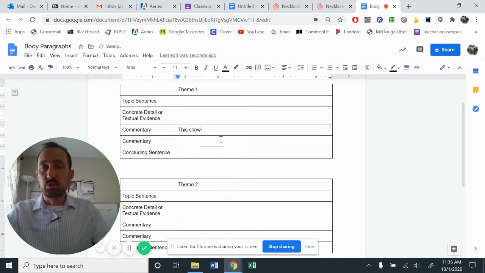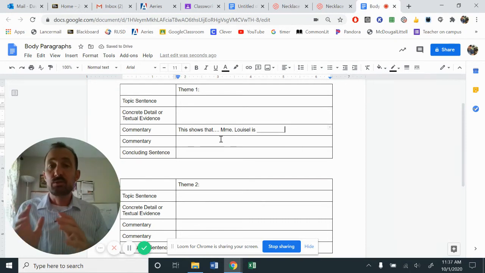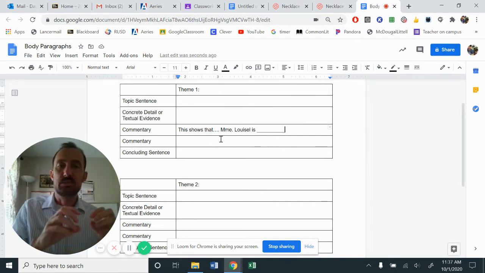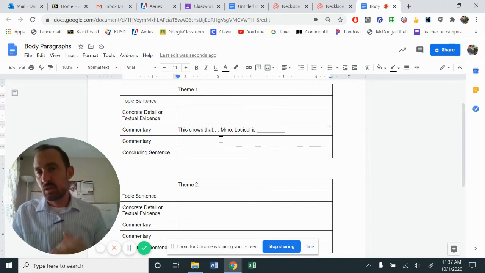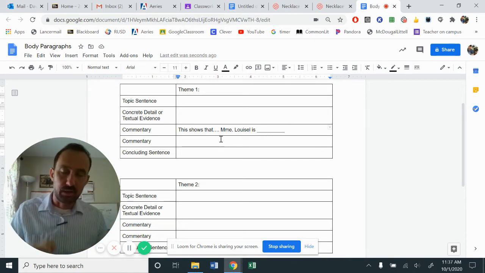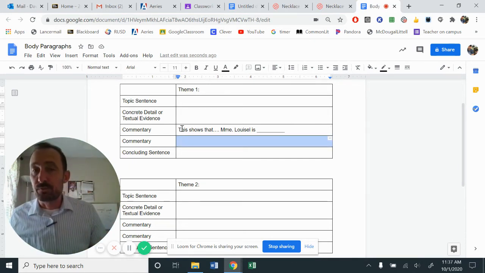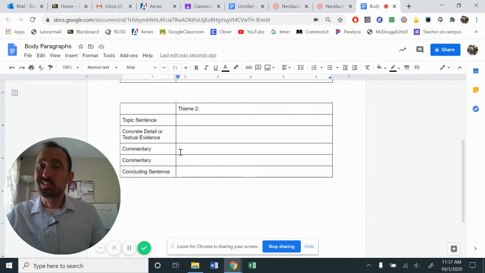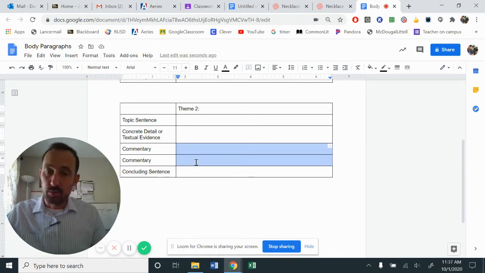Now, our commentary sentences is where you go into adding the web of words. So this shows that, which is a sentence starter and we'll take it off later. This shows that Mademoiselle is, and you're going to go ahead and put in some of your web of words. This shows that Mademoiselle only thinks about herself. This shows that Mademoiselle is self-centered and self-absorbed. This shows that Mademoiselle is whichever. You're going to do that for your first theme in both boxes. Okay. Then you're going to go on to your second theme and go for those boxes.